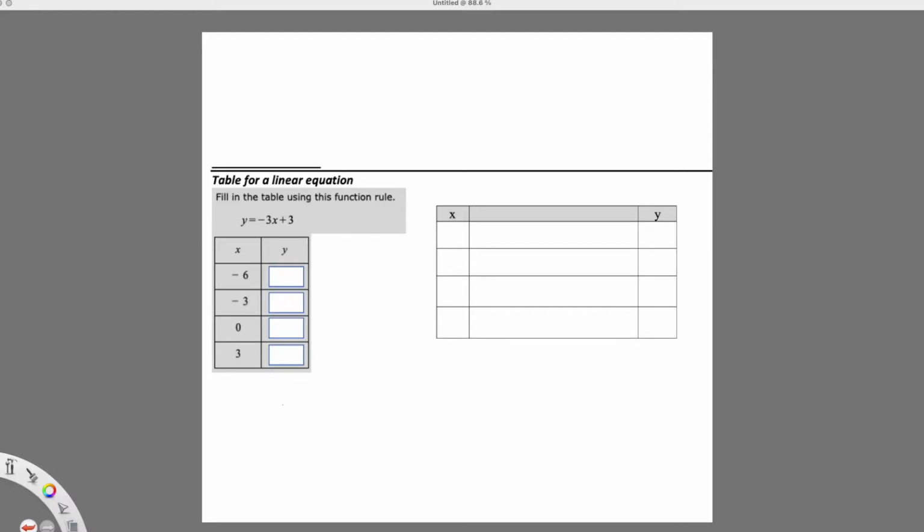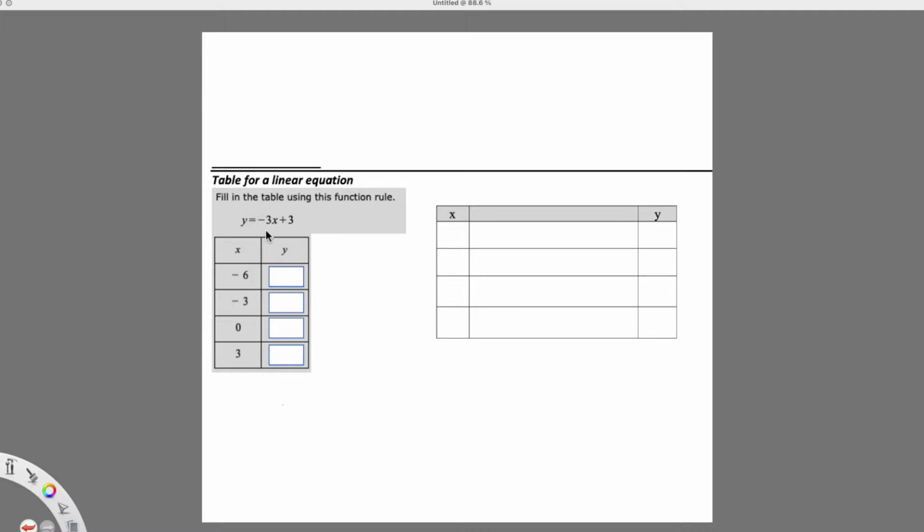All right, so in this video, we're just going to look at a table for a linear equation. So we're not really looking for a solution like we were in the last video. What we're going to do now is we're being given a line, an equation of a line, and they're asking us for input and output.